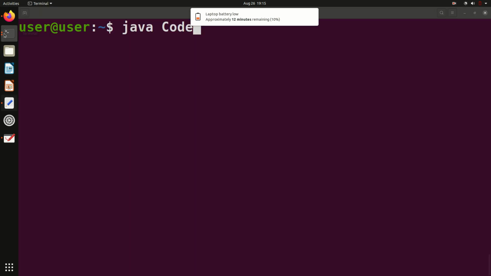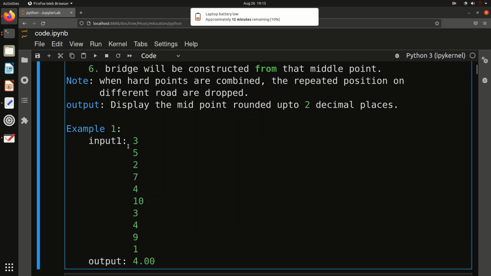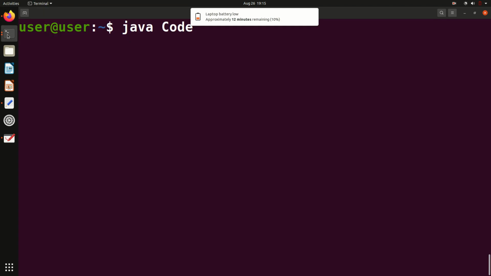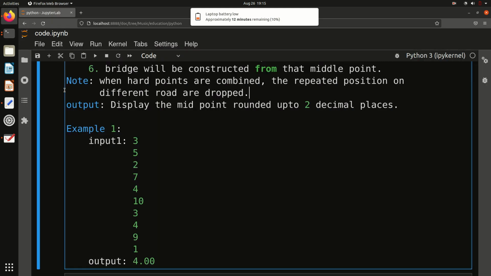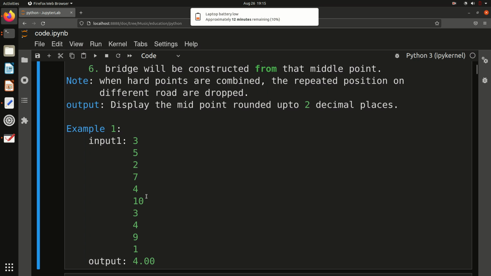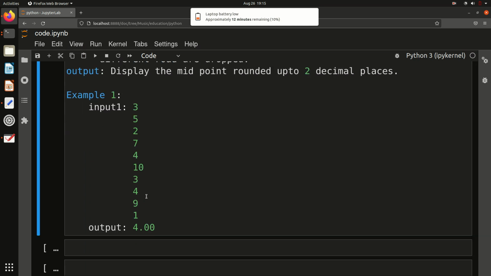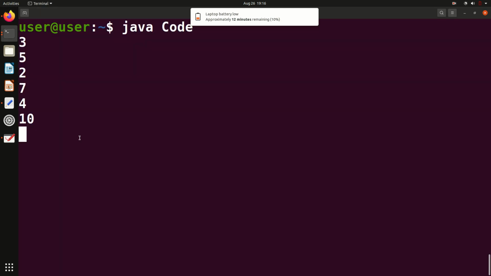Now let me run it. Try to run a few test cases. Try with the sample one only: 3, 5, 2, 7, 4, 10. Then try 3, 4, 9, 1. You can see we got the answer 4.00.